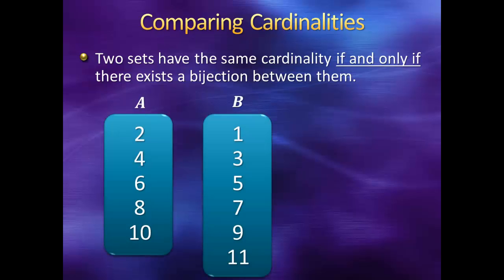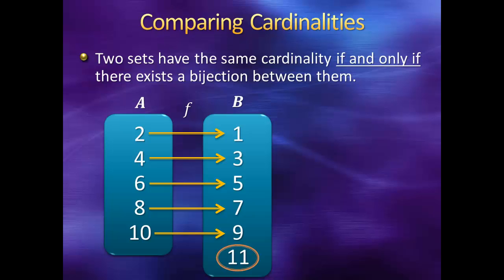Again, consider the set A equals 2, 4, 6, 8, 10, and now the set B, 1, 3, 5, 7, 9, 11. What happens if we try to establish a function f from A to B? Perhaps we let f of 2 be 1, f of 4 be 3, f of 6 be 5, and f of 8 be 7, and then finally f of 10 be 9. Notice that the element 11 never gets mapped to. No matter how hard we try, there will always be an element of B that is left out, not mapped to by any element of A.